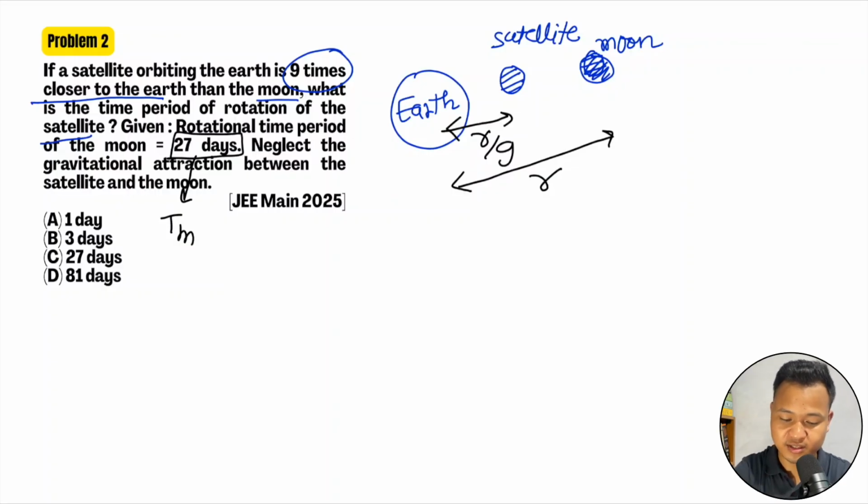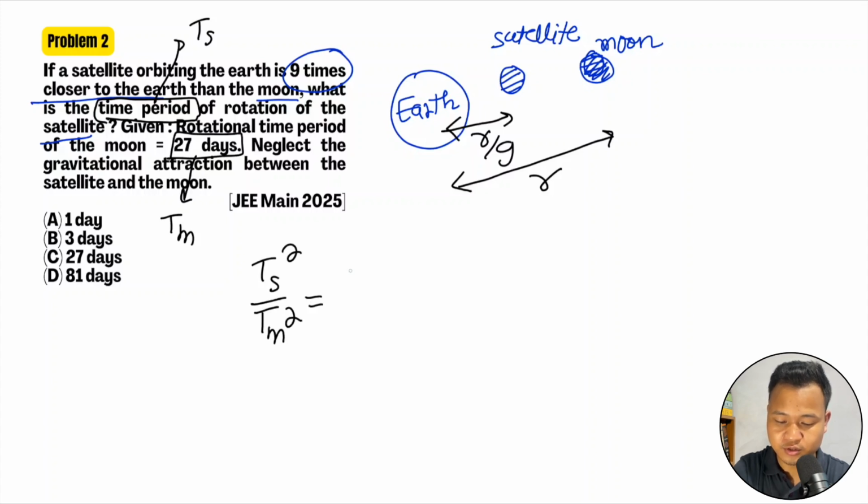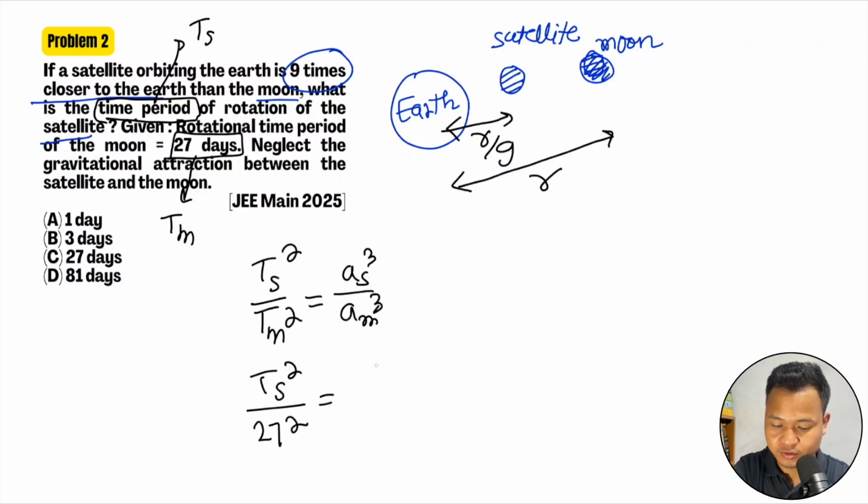And TS is the time period of the satellite, which the question asks for. So we ask what is the time period of the satellite? We use Kepler's third law. So time period of satellite square divided by time period of moon square equals A of S cube divided by A of moon cube. So TS square by 27 square equals R by 9 the whole cube divided by R cube.